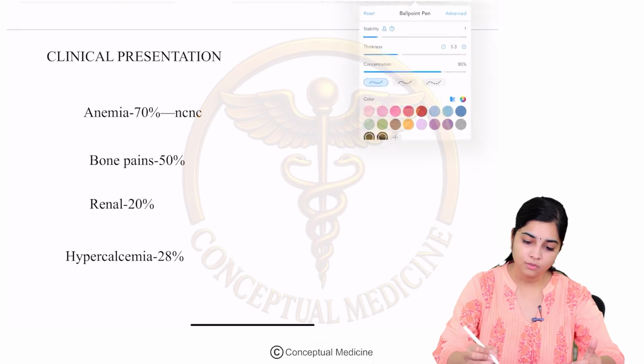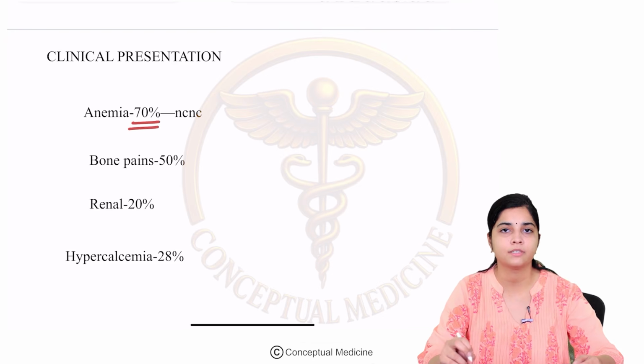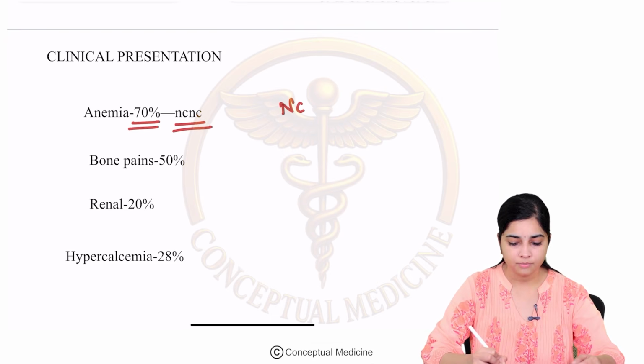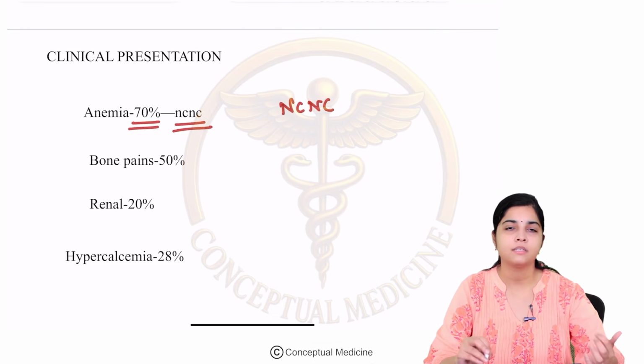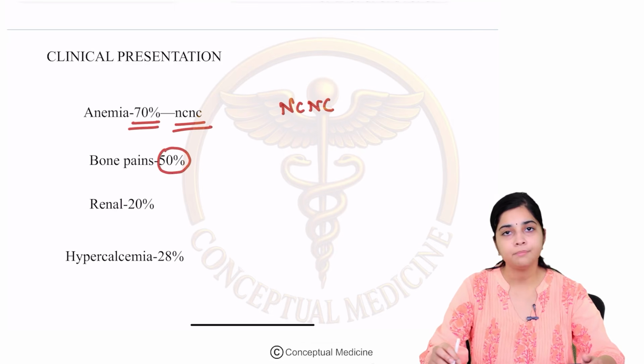Fine. So, let us understand the different clinical presentations. The most common clinical presentation is anemia, which is seen in up to 70% of the individuals with multiple myeloma, and it is usually a normocytic normochromic blood picture. Okay, so anemia is the most common clinical presentation, followed by bony pains.